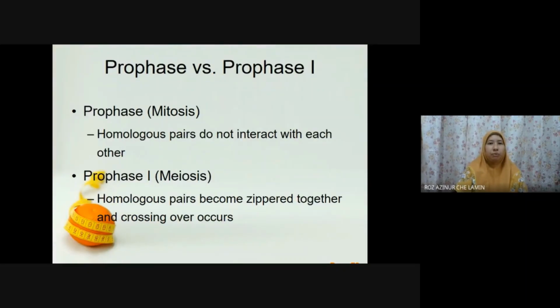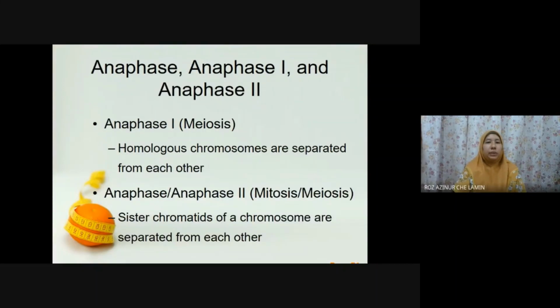The differences between prophase and prophase 1. In prophase in mitosis, homolog pairs do not interact with each other, while in prophase 1 in meiosis, homolog pairs zip together and crossing over occurs. During anaphase 1 in meiosis, the homologous chromosomes are separated from each other, while in anaphase in mitosis and also in anaphase 2 in meiosis, the sister chromatids of the chromosomes are separated from each other.